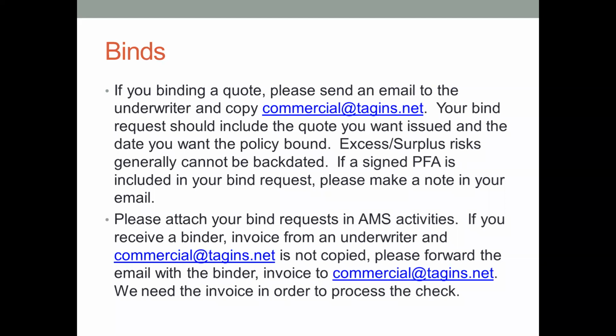If you receive a binder and invoice from the underwriter in commercial@taggins.net, you see that we're not copied, please forward the email with the binder and invoice to commercial@taggins.net. We need the invoice in order to process the check. Sometimes, if you don't say that you're a member of TAG, the underwriters may not be familiar with you and they may not copy us. It can really slow things down on billing if we don't get a copy of that invoice.